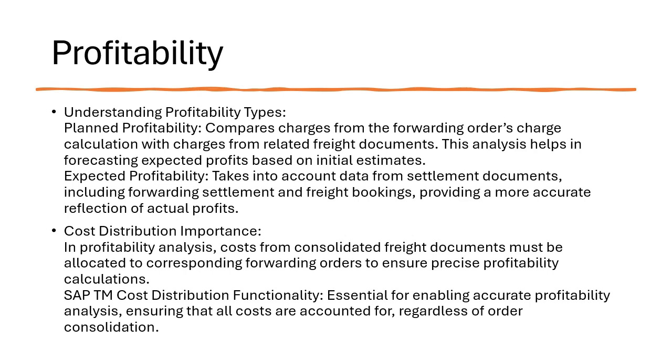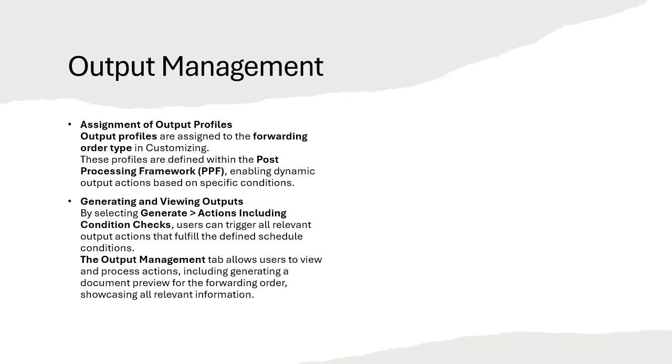And next is the output management. So the system generates and manages the necessary documents and communication which are triggered by the transportation process, such as a shipping notification, invoice, or a waybill. So output management ensures that critical documents are sent to relevant stakeholders throughout the transportation process, which also aids in smooth communication and compliance.